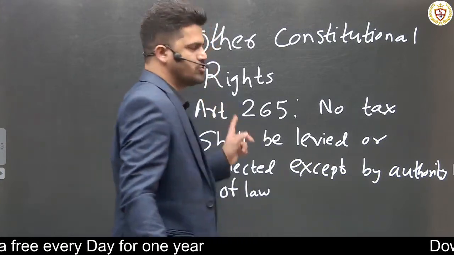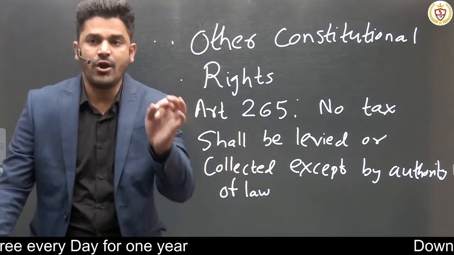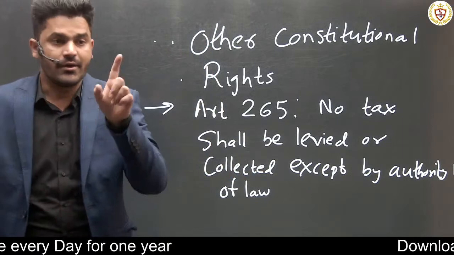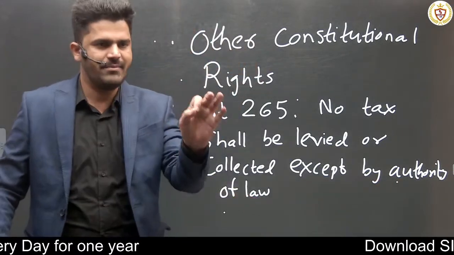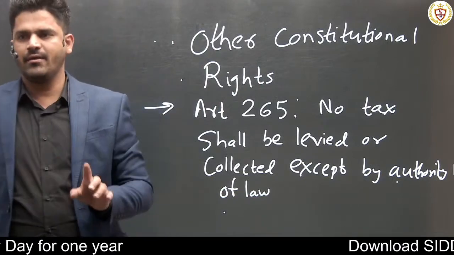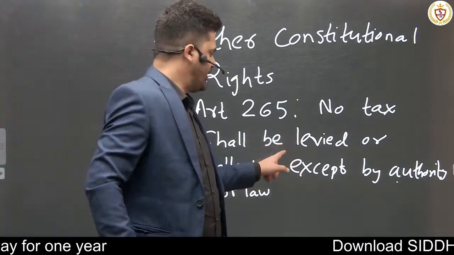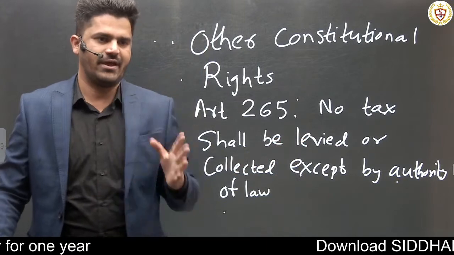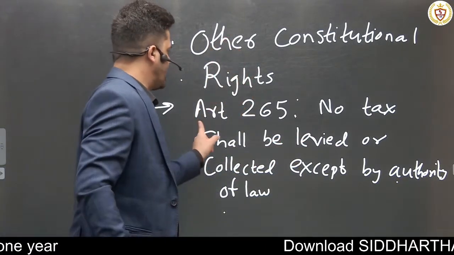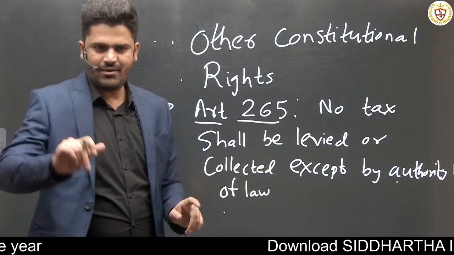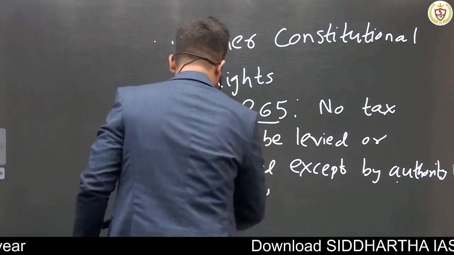This is also another constitutional right. Right not to be taxed except by authority of law. पार्लियामेंट ने लॉ पास करना है तभी जाके वो कोई टैक्स लेवी या कलेक्ट कर सकता है. समझ में आया? This is another constitutional right under Article 265. ठीक है? First example.